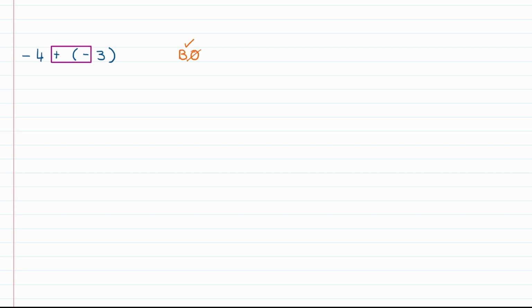Here, I have two different signs. So that means I need to make a new sign, which we now know is going to be negative. This means that my next step will be -4 minus 3. My signs here are the same, two negatives, so I find their sum. The sum of 4 and 3 is 7. Since both numbers are negative, my answer is -7.